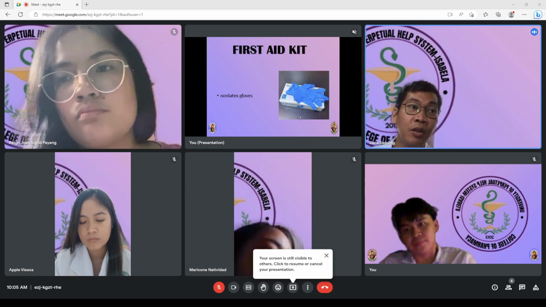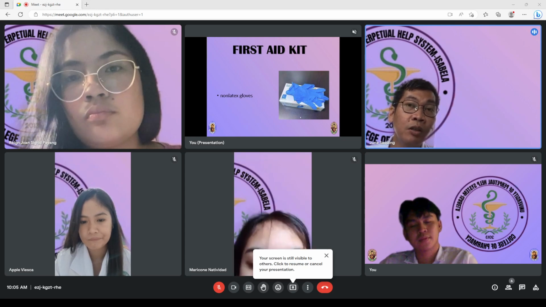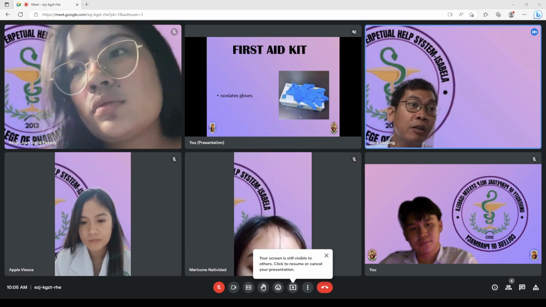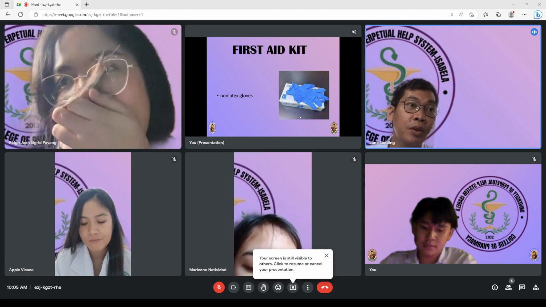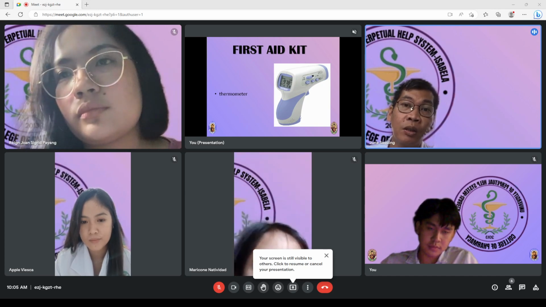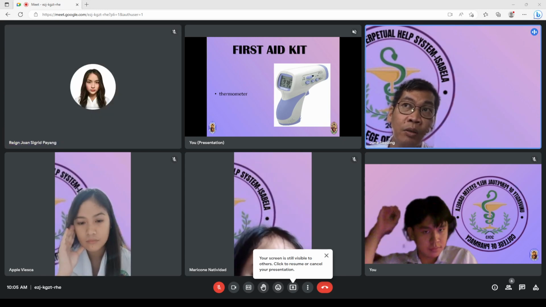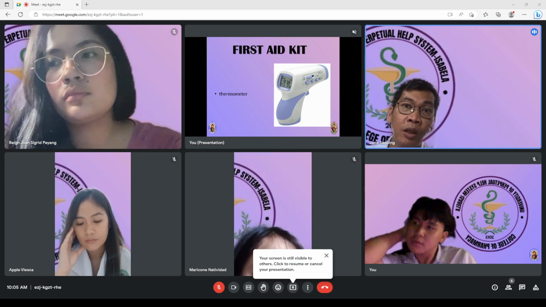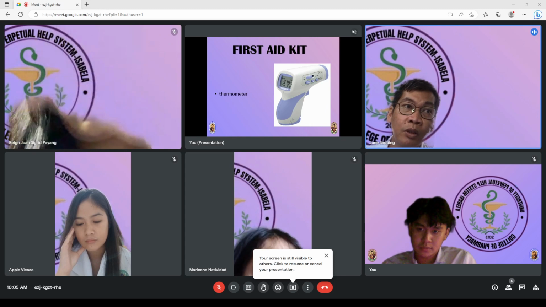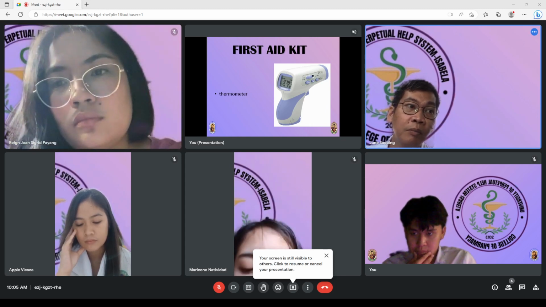And then the other one is the non-latex gloves. Non-latex gloves are disposable. Wearing gloves, non-latex or surgical gloves, is one of the universal precautions to prevent the spread of disease or contamination, because as a rescuer, we need these gloves to prevent infection or contamination of the wound of the victim or the client.